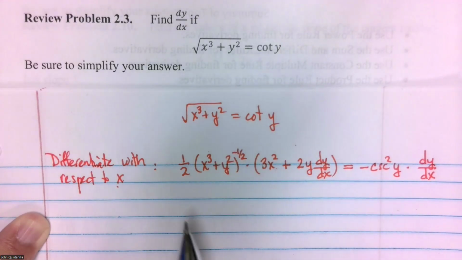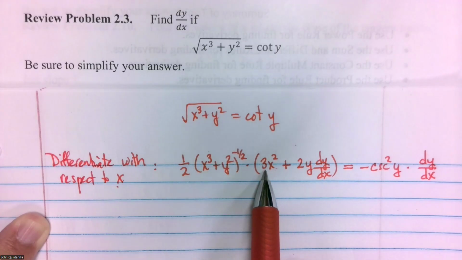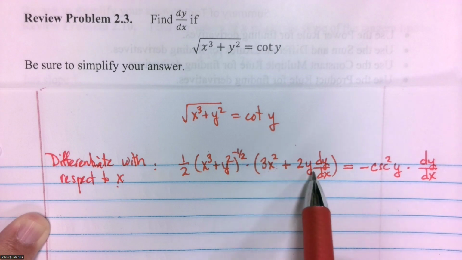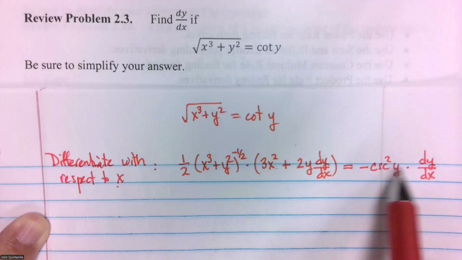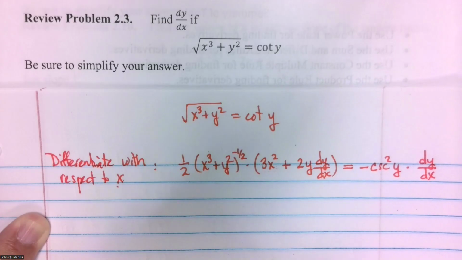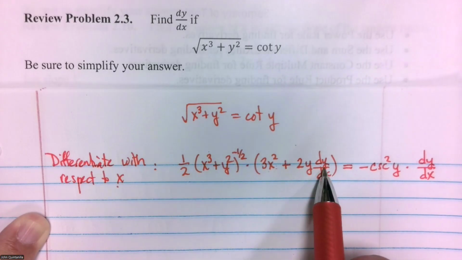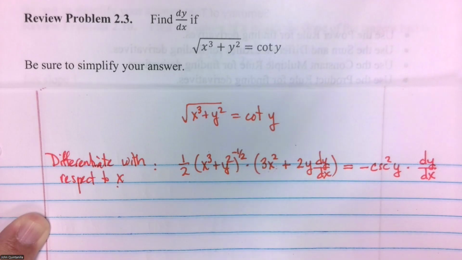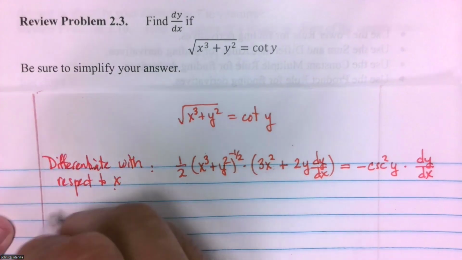Okay, so just a reminder, this part here, the 3x squared, did not require an extra term because the derivative of x with respect to x is simply equal to 1. Here, the derivative of y with respect to x is dy/dx. Same over here. And so it was necessary to have these extra terms on these two parts, but not on this part. All right, now the next part is basically algebra.